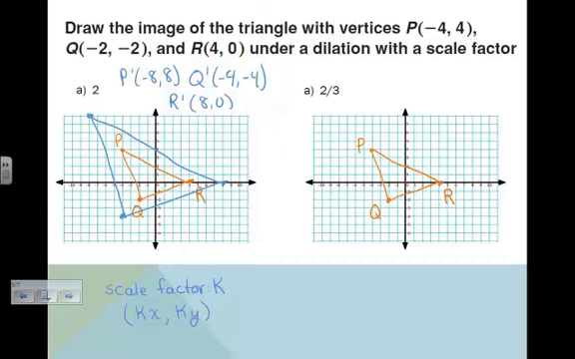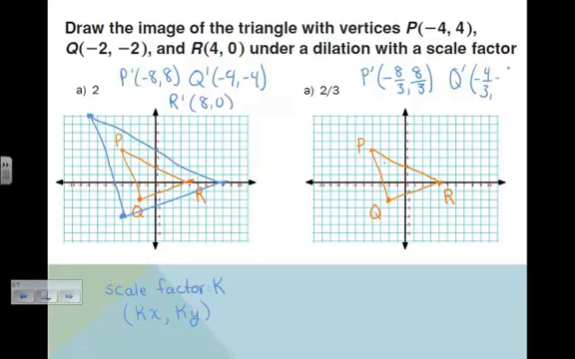Now when we multiply by a factor of 2/3, we're going to end up with some fractions. We're going to have to approximate a little bit, but that's okay. So P prime is going to be (-8/3, 8/3). So -8/3 is like -2 2/3. So about right there.